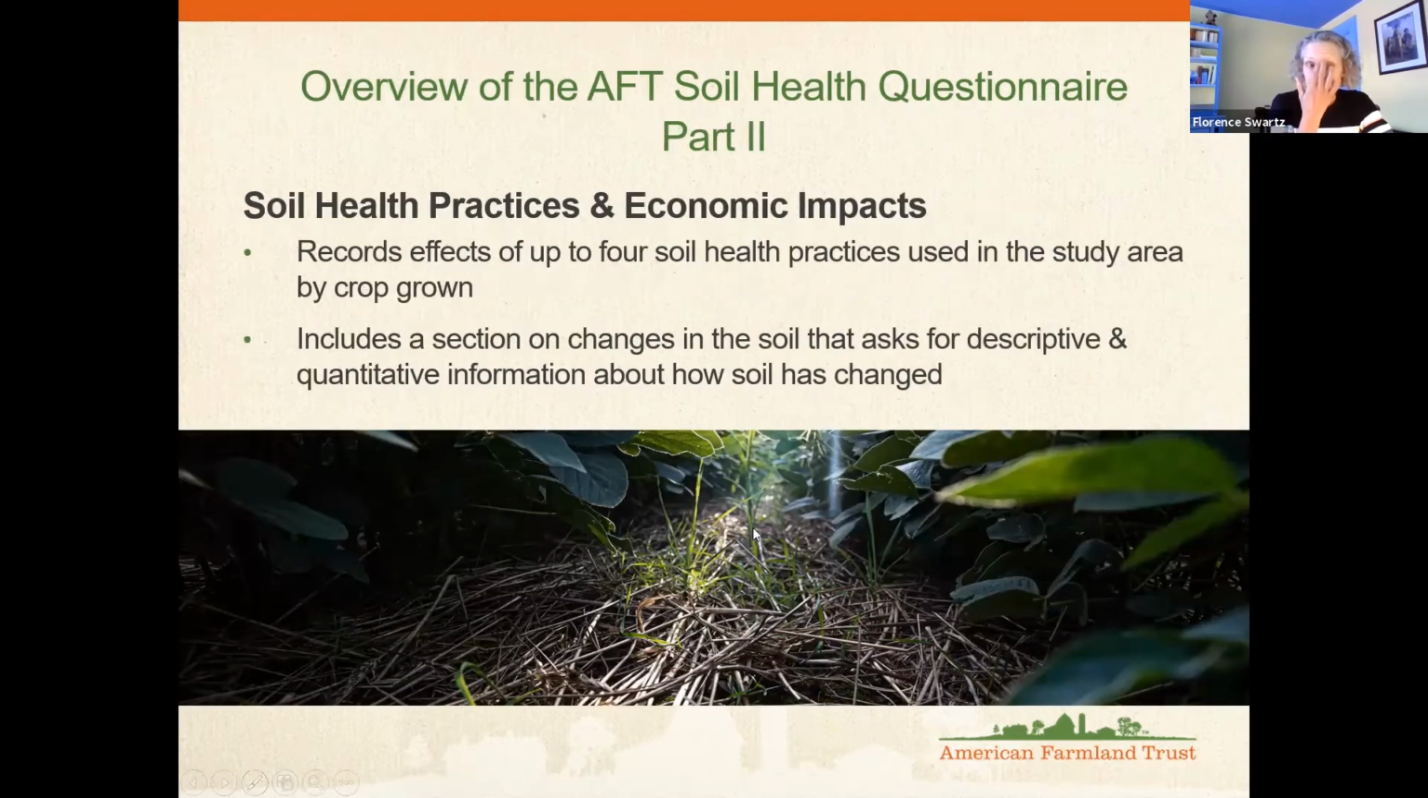The second part of the questionnaire is getting into the economic effects of those soil health practices. In the case that we've set up, we have up to 4 soil health practices being used for the analysis. And then we also have a section where we're looking at the changes in the soil. This is getting back to qualitative information. Again, it's not really used in the economic analysis, but to the extent that we haven't gotten that information at the beginning of the questionnaire, we focus in on the soil and ask some questions about what the farmer sees happening in the soil.